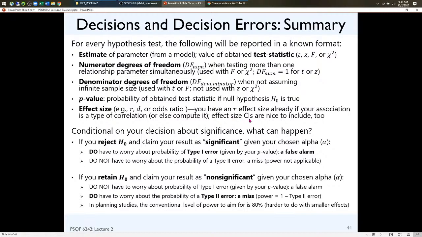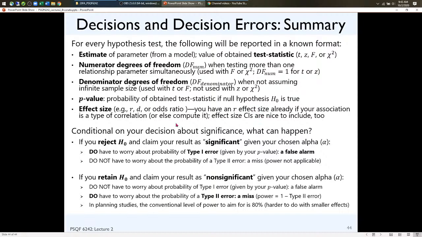And it's nice to include confidence intervals around those effect sizes if you're able to do so, such as we did in Proc Corr, or there's a Stata package that does that, using the Fisher R to Z transformation to get the confidence intervals around the effect sizes.